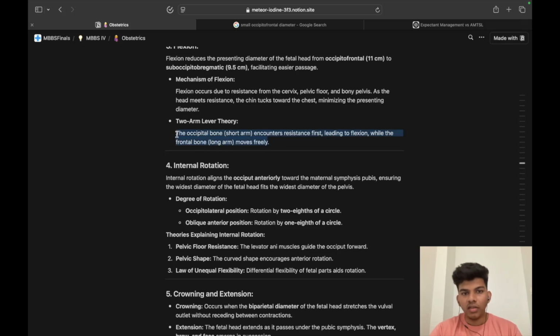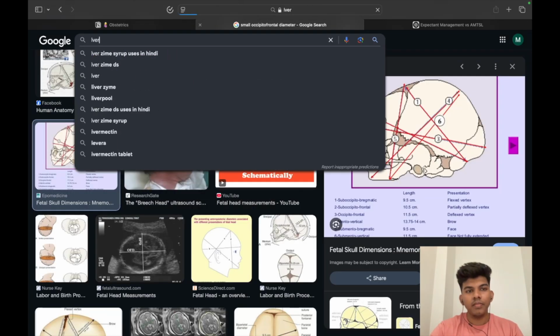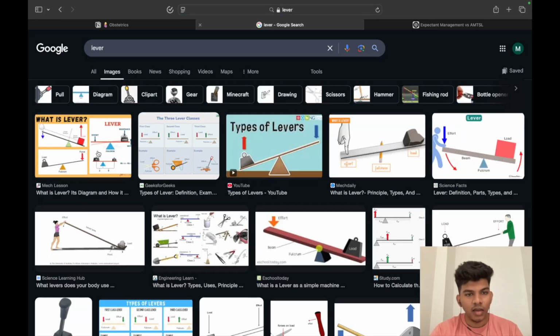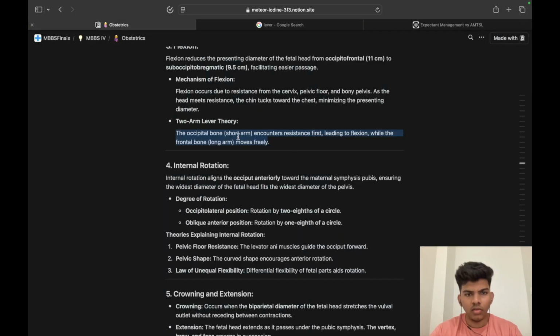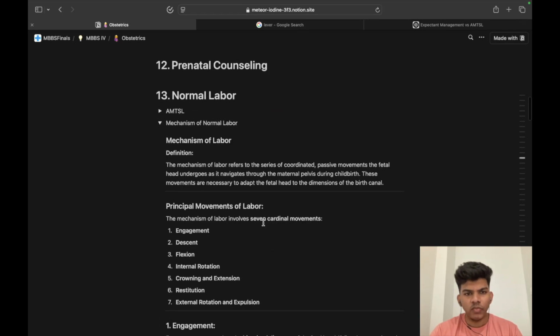So it's like a lever, as you all know how it looks like. Lever, not that lever. Yeah, in this case the lever. So the long arm is the occipital one, right? No, that's the short arm. The short arm.